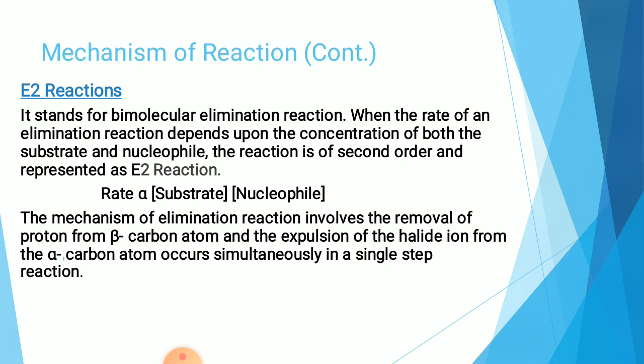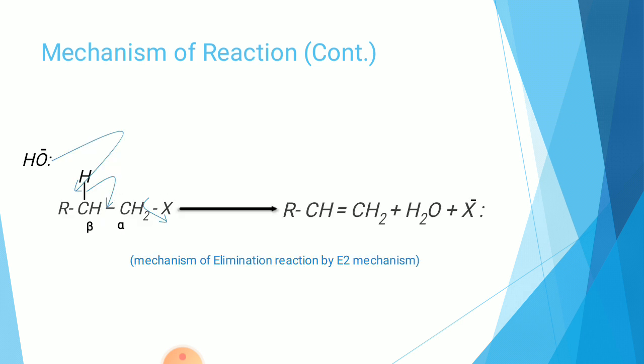So the mechanism of this elimination reaction involves two parts. First is the removal of a proton from the beta carbon atom, and the expulsion of the halide ion from the alpha carbon atom, which occurs simultaneously in a single step reaction. So what do you mean by this? It is a single step reaction, but here two removals will be there. So see here what is given.